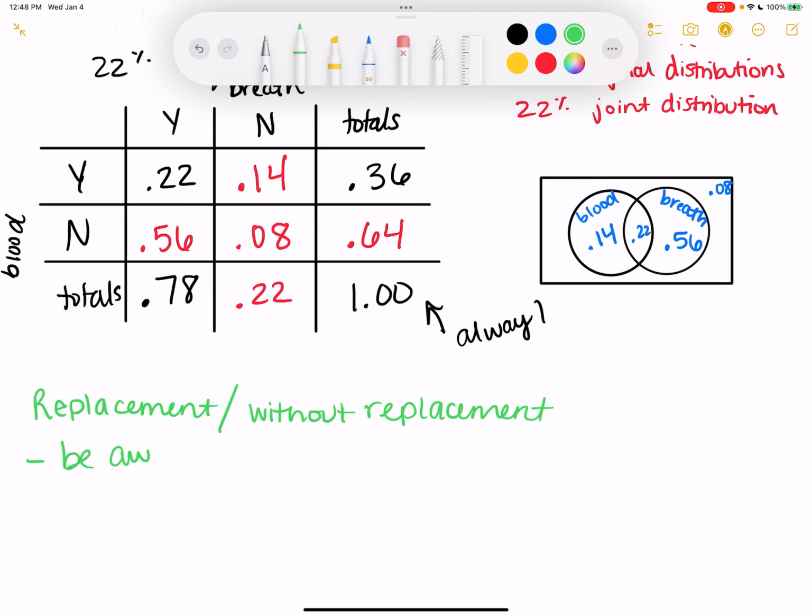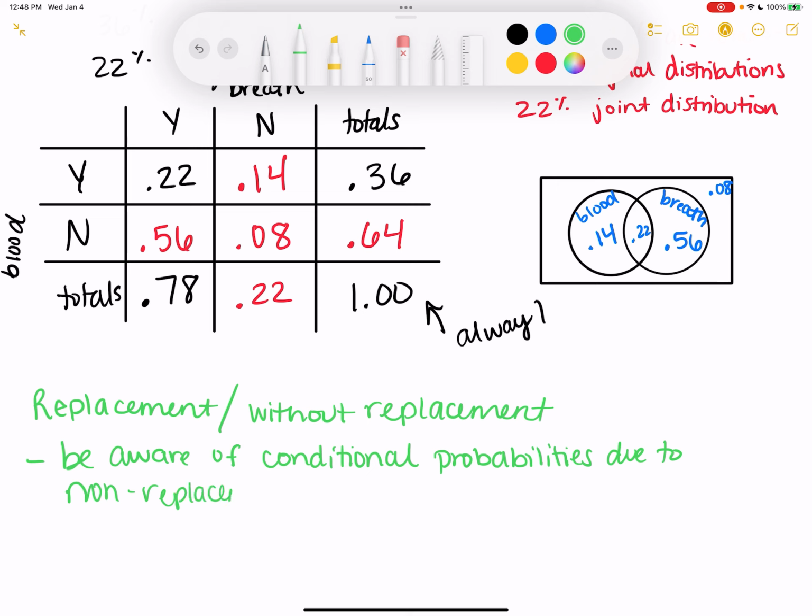So be aware of conditional probabilities due to non-replacement. Of possible outcomes. Think it through.